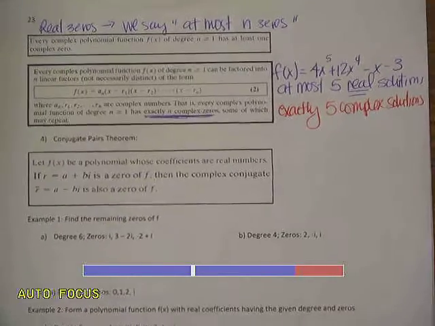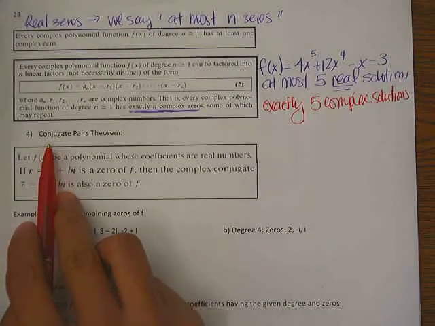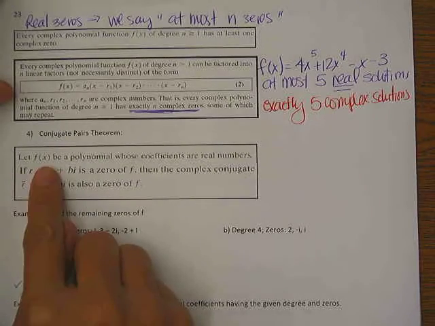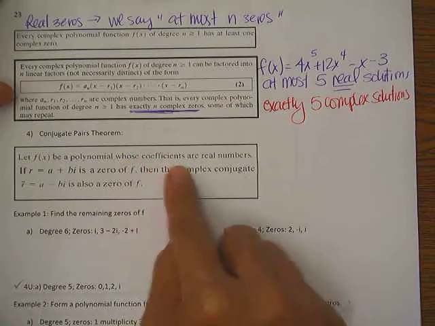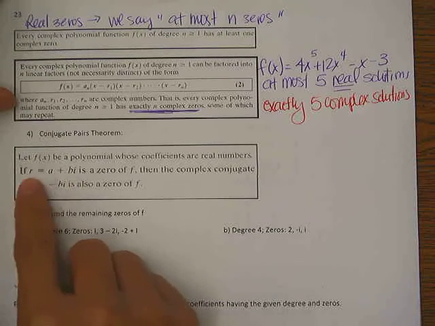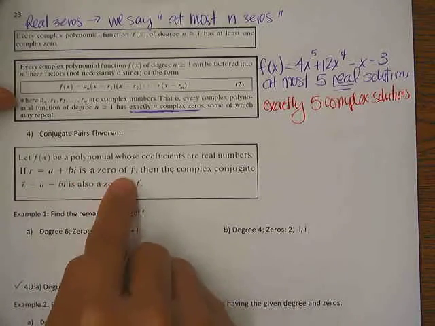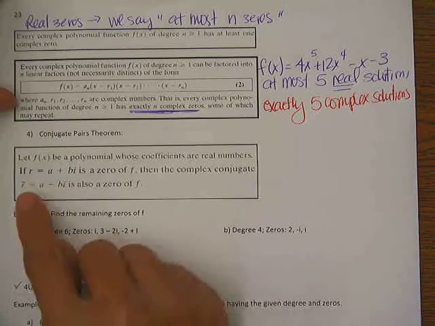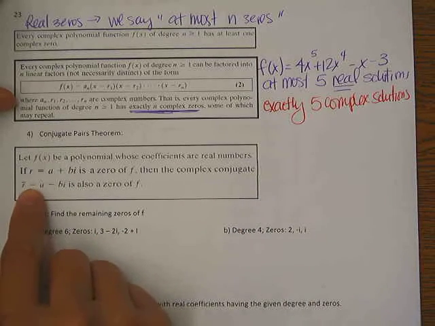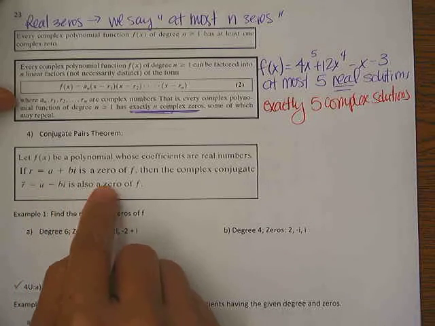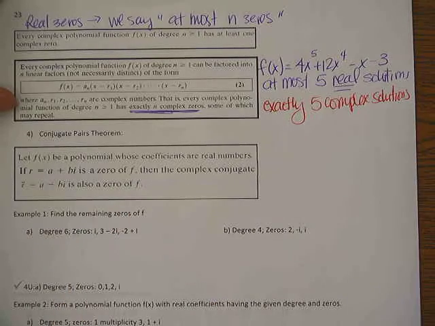All right, let me zoom out a little bit. Conjugate pairs theorem. Oh, this is so important. The conjugate pairs theorem says, let f of x be a polynomial whose coefficients are real numbers. If r, which is usually denoted as one of my zeros, equals a plus bi, so if r equals a plus bi is a zero of f, in this case a complex zero of f, then the complex conjugate, a minus bi, is also a zero of f. What does that mean?